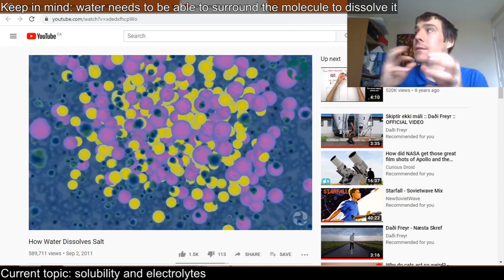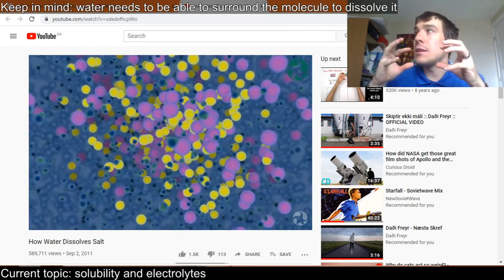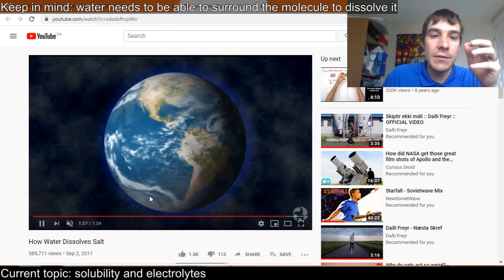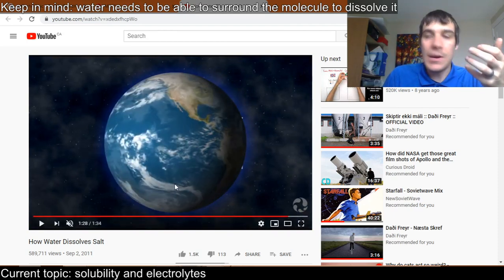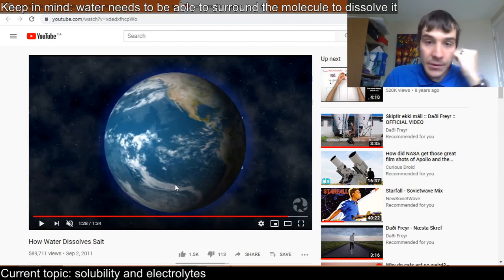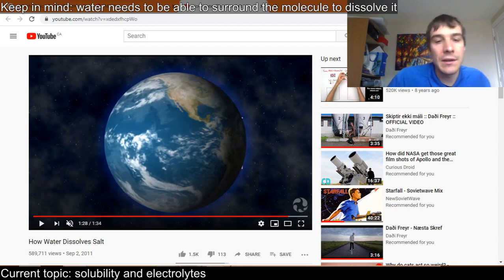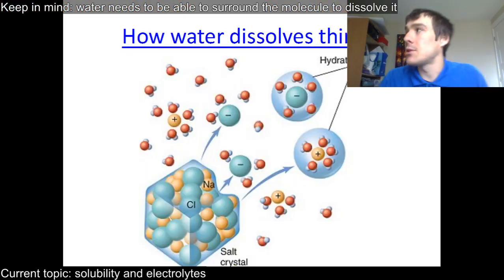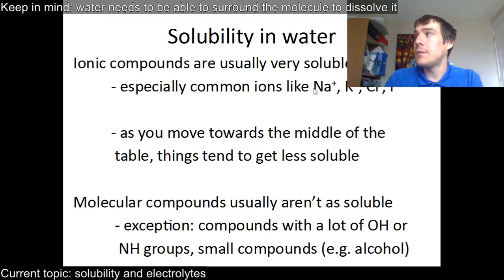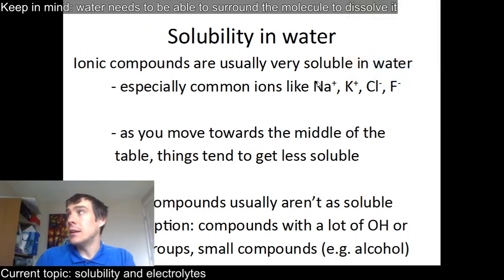Even though the forces are very strong, they're only strong because of the total of the forces together, rather than any individual force. So if you can pull them apart bit by bit, if you can divide and conquer, you can dissolve an ionic compound. So here's a picture of that, right? This is water dissolving a positive and negative ionic compound. So water is quite good at doing this, especially if you've got common ions like sodium, potassium, chlorine, and fluorine. You get very soluble compounds with that.